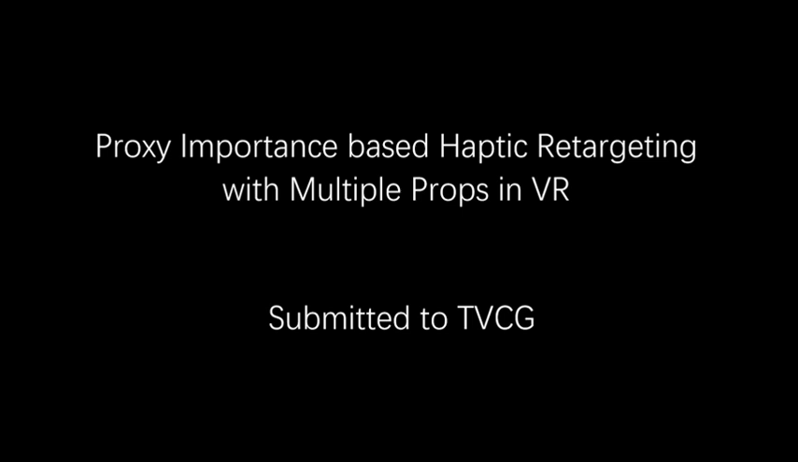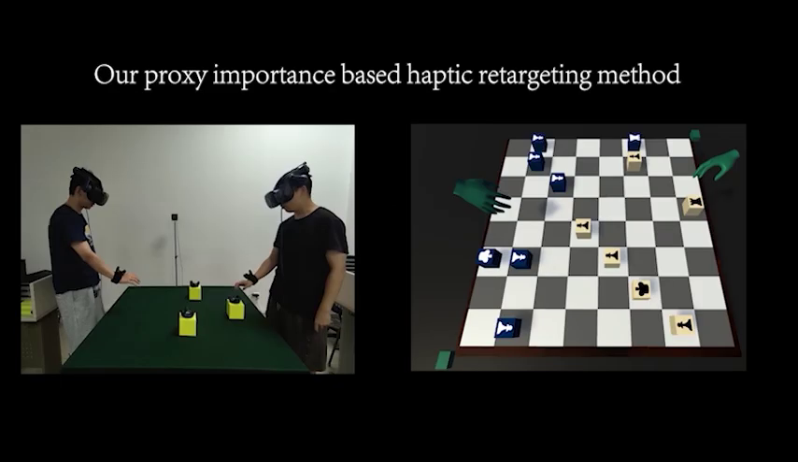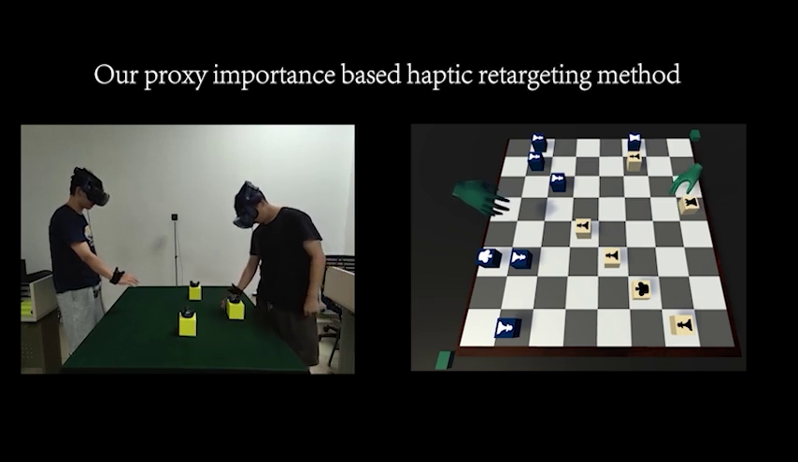Proxy importance-based haptic retargeting with multiple props in VR. Haptic feedback is crucial for enhancing user immersion in virtual scenes, as it complements the visual information received.